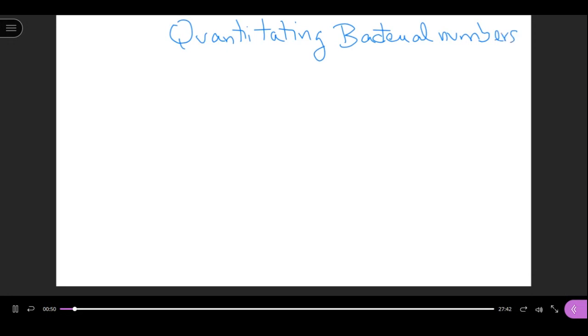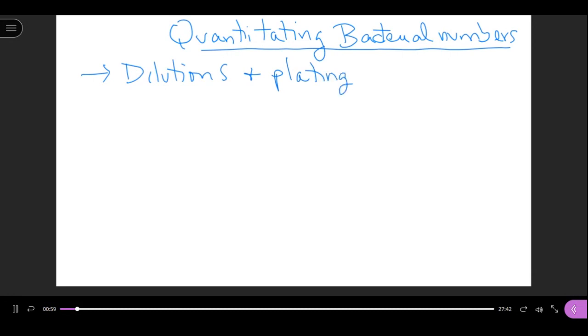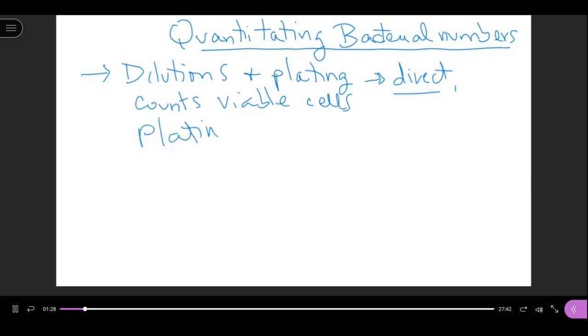and we can do this through a direct method, which entails diluting a sample and then plating that sample. By this method, we can directly count the number of cells in the desired sample. So this is a direct method in which the actual cells in the sample plated are being counted. We're counting what are called viable cells, meaning cells that are alive.